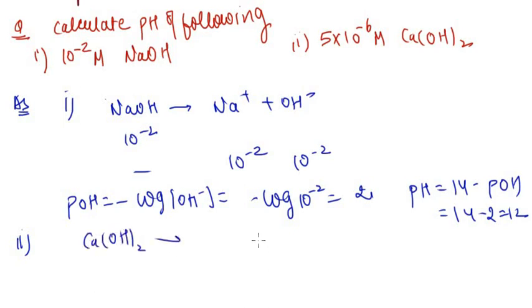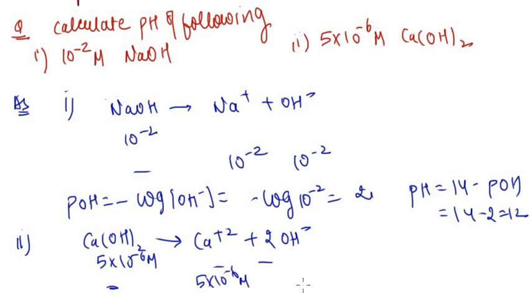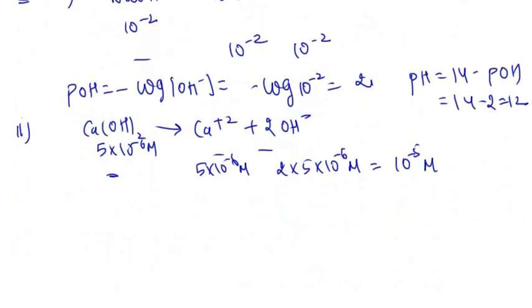Now in the second, 5 into 10 to the power negative 6 molar calcium hydroxide. Calcium hydroxide will form Ca 2 plus and 2 OH negative. It was 5 into 10 to the power negative 6 molar, and it dissociates completely because it is a strong base. It will give 5 into 10 to the power negative 6 molar of calcium, but 2 into 5 into 10 to the power negative 6 molar of hydroxide ion, OH negative. So it is 10 to the power minus 5 molar of hydroxide ion.